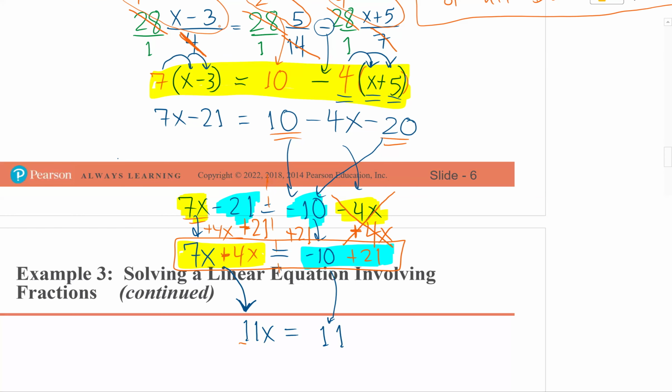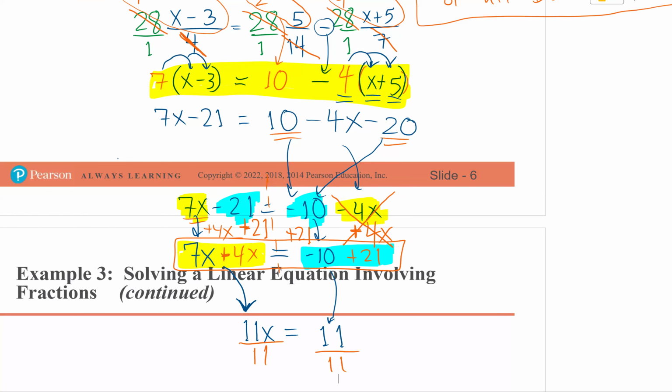Now I'm going to divide both sides by 11 because I want to have just x equals. I don't want to see 11x equals. The 11 is being multiplied by the x, so I do the opposite to both sides to solve it. Oh, that works out pretty good. Look at that. 11 over 11 is 1, so I just got x. And again, 11 over 11 is 1. Woo! Nice.